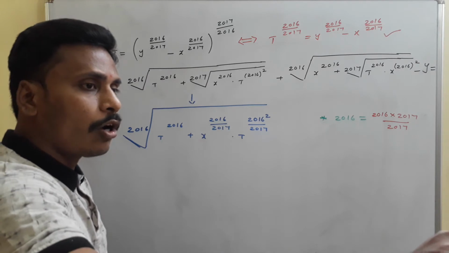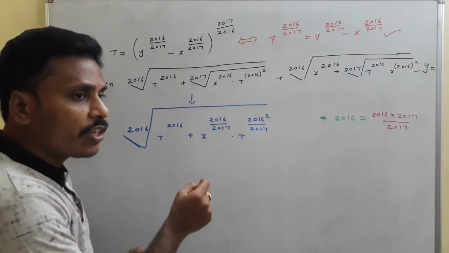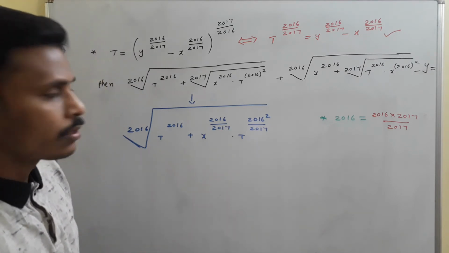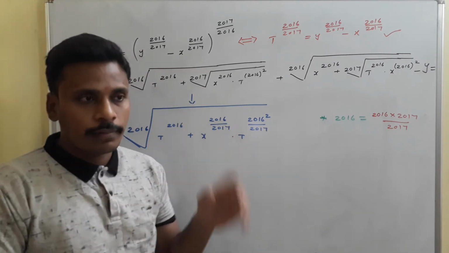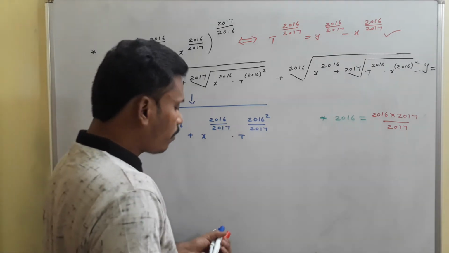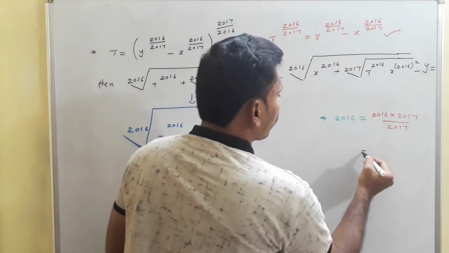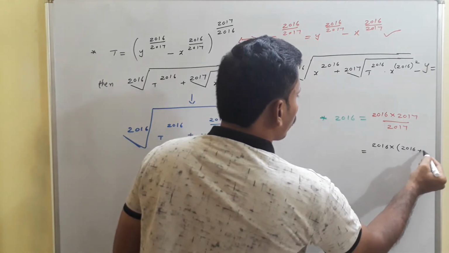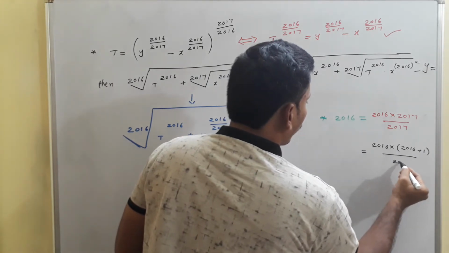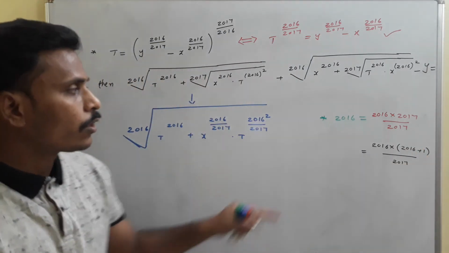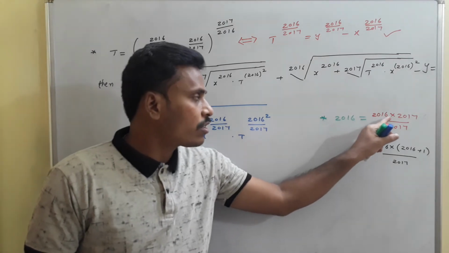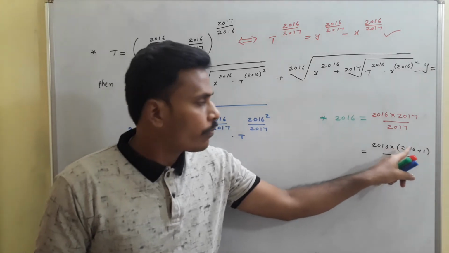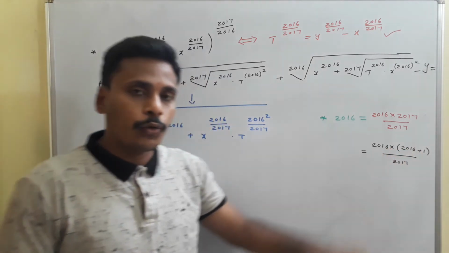Nothing. Why? Because 2016 into 2017 by 2017. Why? Because here I have 2017 as denominator, and this can be written as 2016 into 2017 by 2017, and that is 2016 into 2016 plus 1 by 2017.